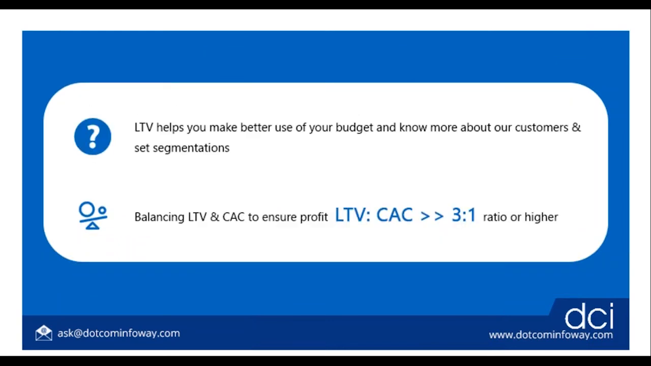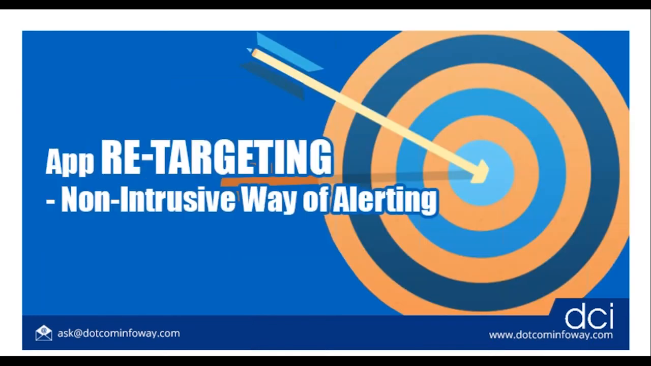So LTV helps you to make better decisions, better use of your marketing budget, and know where to invest and where not to invest. Balancing LTV and customer acquisition costs is to ensure you get better profit. The LTV to CAC ratio should be greater than 3:1 to get better monetization.